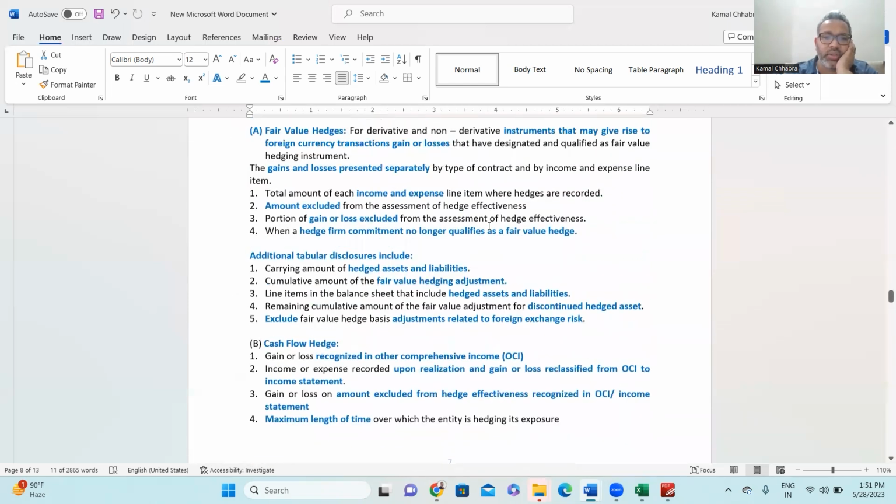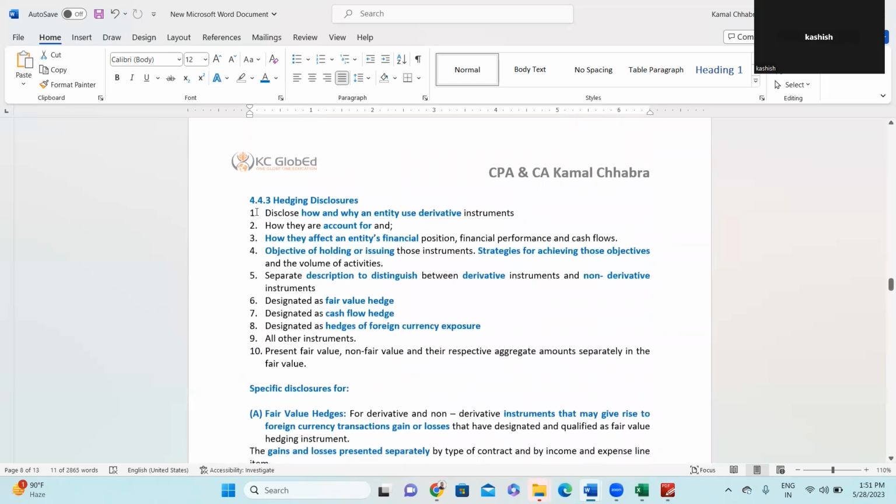If you go back to the disclosure part, the purpose is why. Disclose how and why the entity is using the derivative, how they are accounted for, how they affect the entity's financial position, the objective of holding and issuing, and strategies to achieve those objectives.